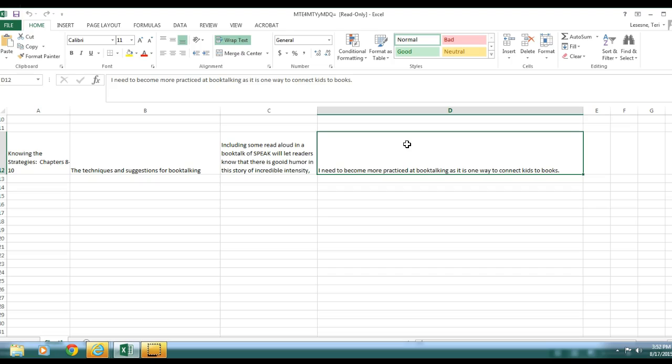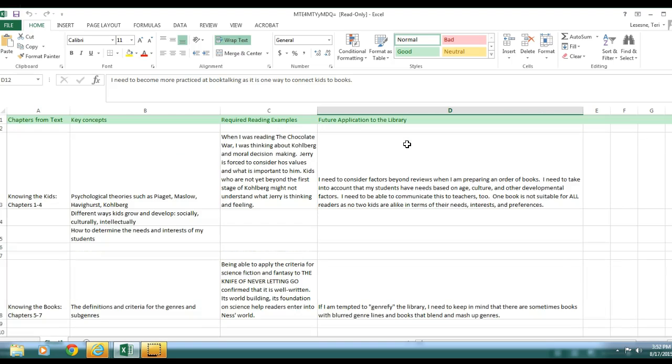And how does this help me in the library? I know that I need to become really good at book talking because that's a wonderful way to connect kids to books. So I've given you the bare bones, I've given you some examples, and all I ask you to do is to fill in the rest.